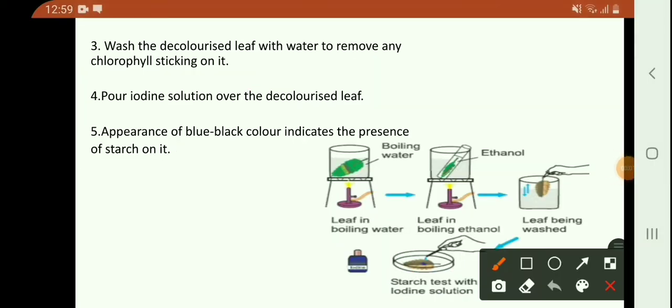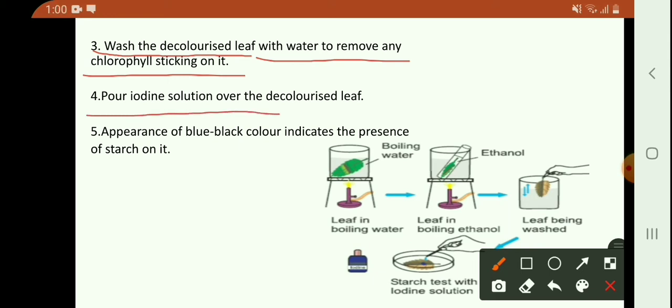Then we wash the decolorized leaf with water to remove any chlorophyll sticking on it. بعد ما نغليها بالالكوهول نغسلها بالمي الباردة لحتى نشيل كل إذا بعد فيها كلوروفيل ملزقة على الليف. الكولد ووتر بيشيلها. Then we pour iodine solution over the decolorized leaf. برجع بنحط iodine solution على الليف. The appearance of blue-black color indicate the presence of starch on it.